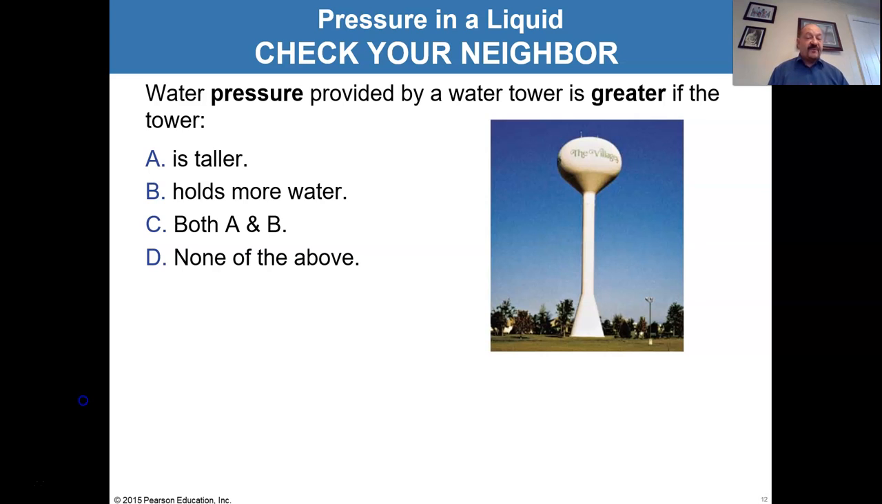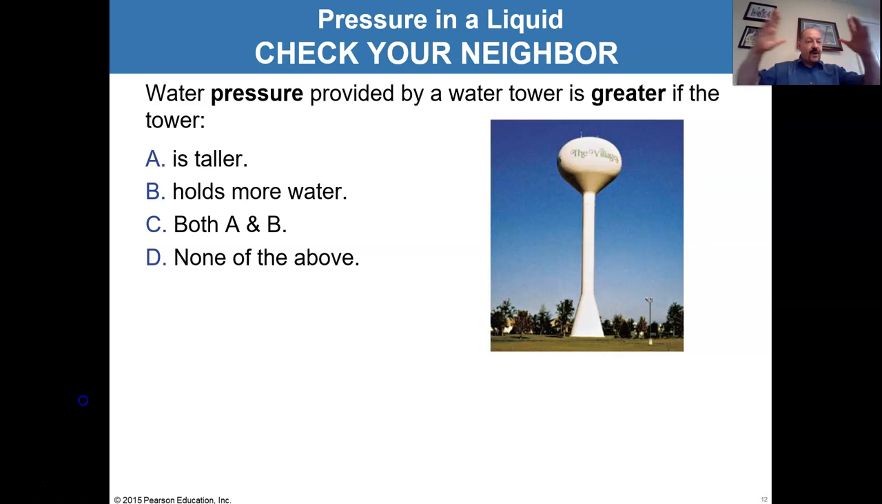So the water pressure provided by a water tower is greater if the tower is A, taller, B, holds more water, C, A and B, D, none of the above. Well, we've talked about this. It's the depth that's important. In this case, the depth means how high it is from the top of the water, the surface of the water, which is inside that top part of this water tower, down to the bottom where the water is coming out, where you're interested in the pressure. So it's only the height.